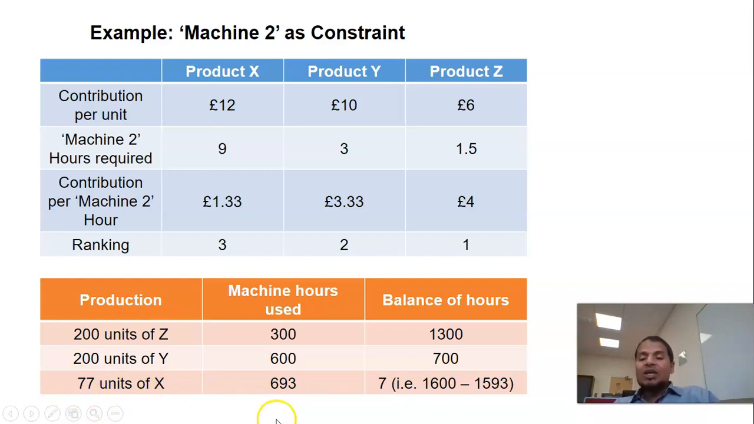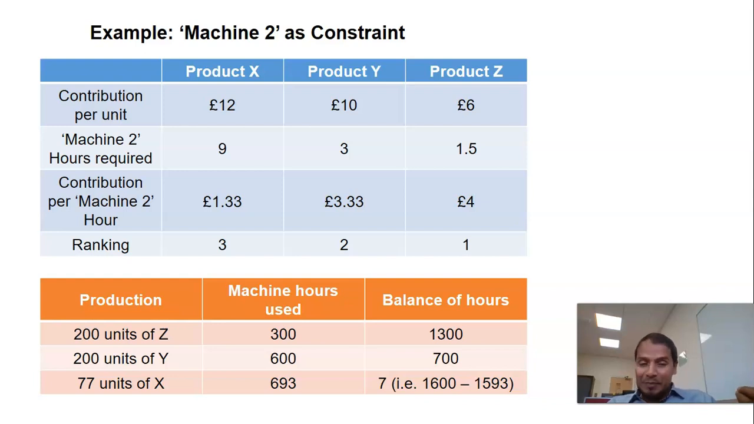For 77 units, you actually need 693 hours, and 7 hours just remain. For 7 hours, you can't produce one more. So 7 hours still remain as the balance of machine 2. So you can produce 200 Z, 200 of Y, and only 77 units of product X. And that would be the maximum benefit to the organization.